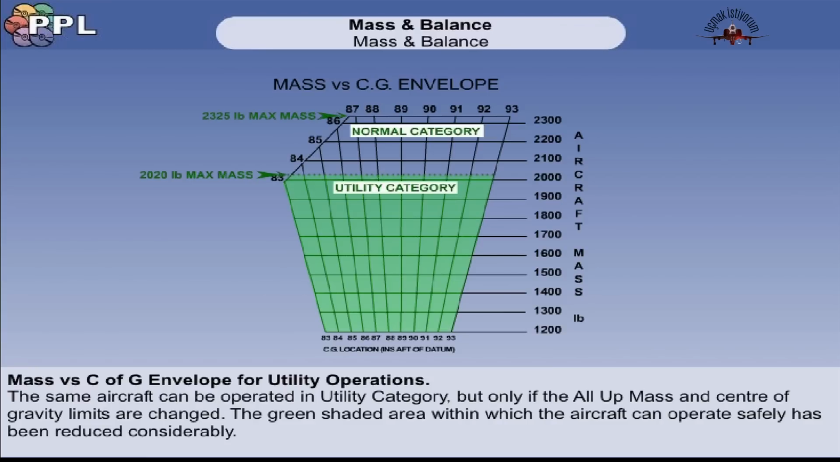The same aircraft can be operated in utility category, but only if the all-up mass and center of gravity limits are changed. You can see here how the green shaded area has reduced considerably. The maximum all-up mass has been lowered from 2,325 pounds to 2,020 pounds, whereas previously this aircraft could only operate in the normal category within limit load factors of between plus 2.5 g and minus 1 g. Within the new utility envelope, it can operate within limit load factors of between plus 4.5 g and minus 1.8 g.